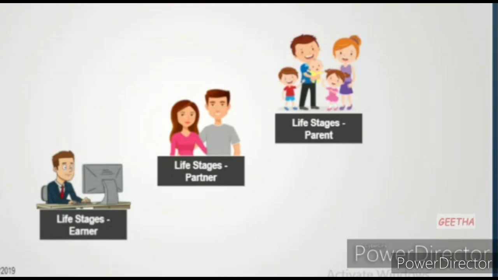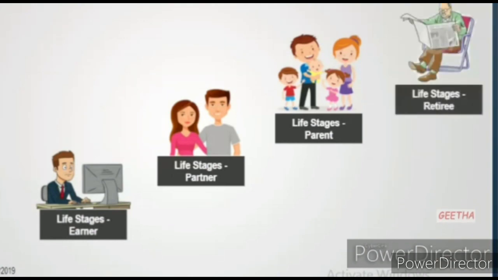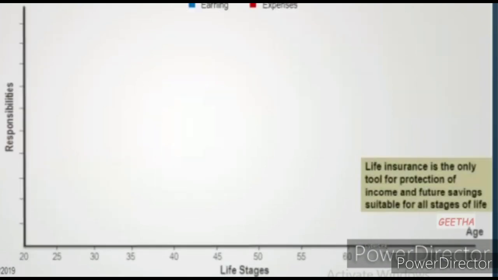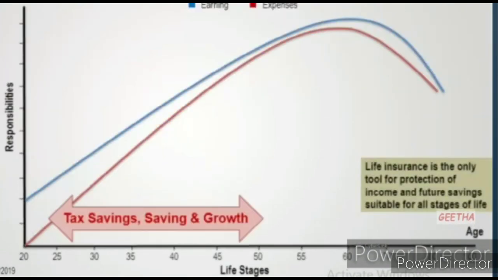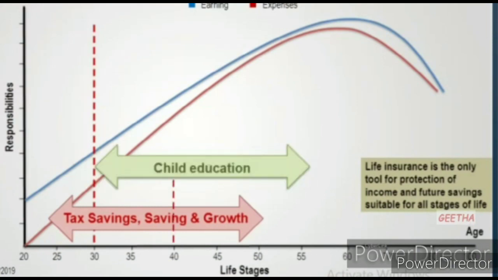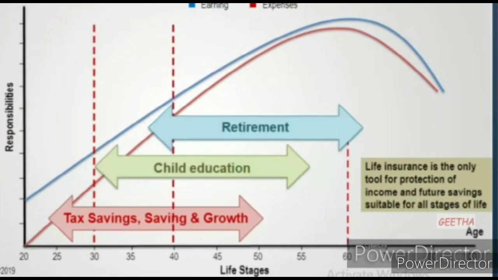The fourth stage is retiree. A person at this stage is well settled and has grown-up children. They save either for their children or for wealth creation to ensure financial security post-retirement. Life insurance is an effective tool for protection of income and future savings, suitable for all stages of life.